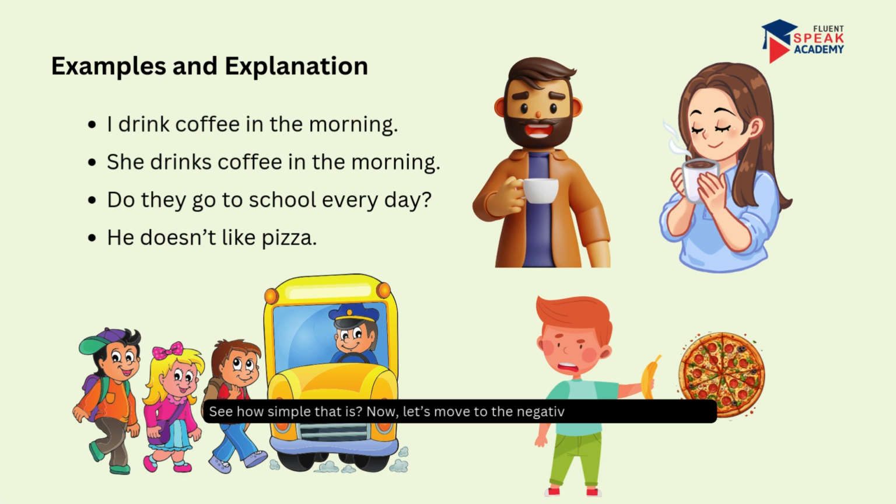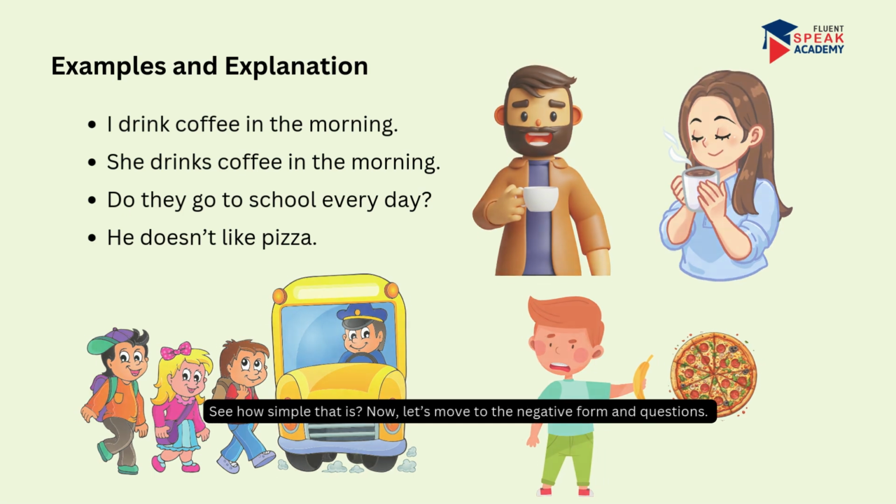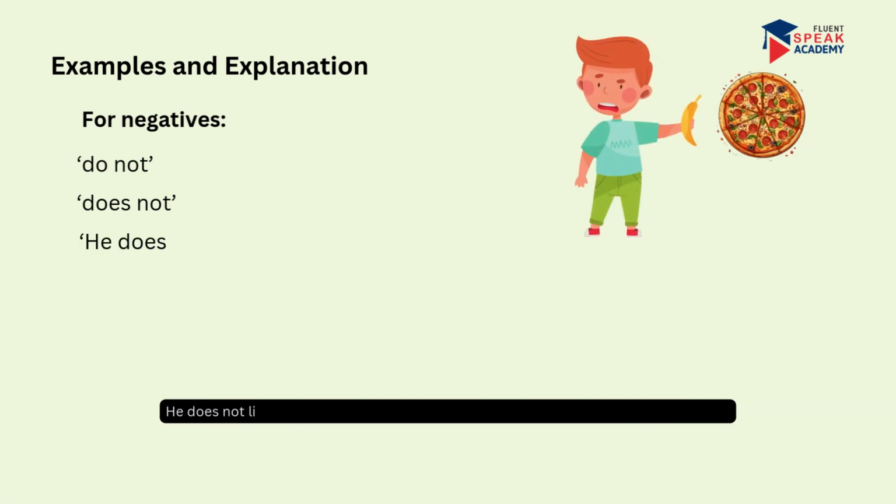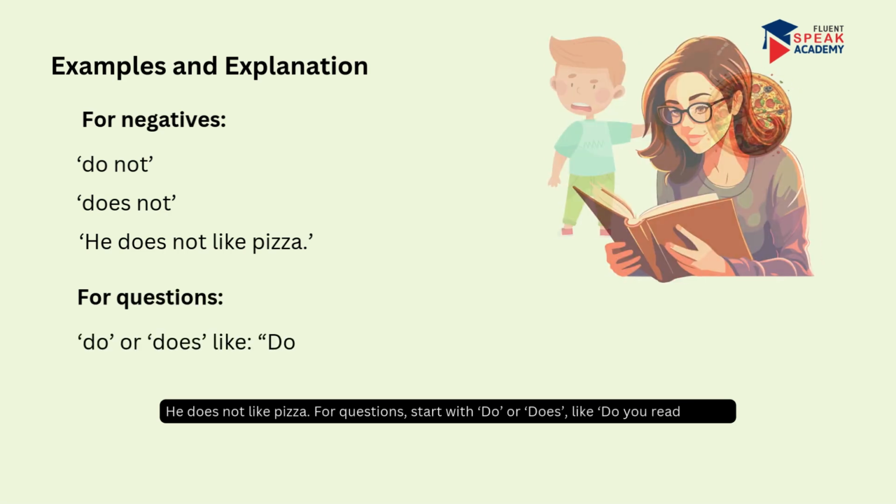Now, let's move to the negative form and questions. For negatives, just add do not or does not before the base verb, like this: he does not like pizza. For questions, start with do or does, like: do you read books?